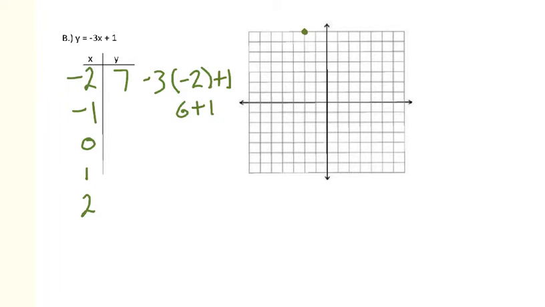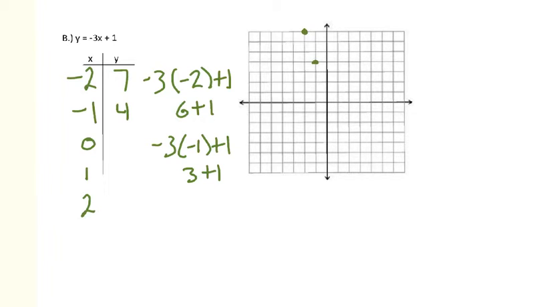Let's try -1. So we'll go right back to our equation. -3 times -1 plus 1. So that's 3 plus 1, which would be 4. So we can go left 1 and up 4 and plot that point.